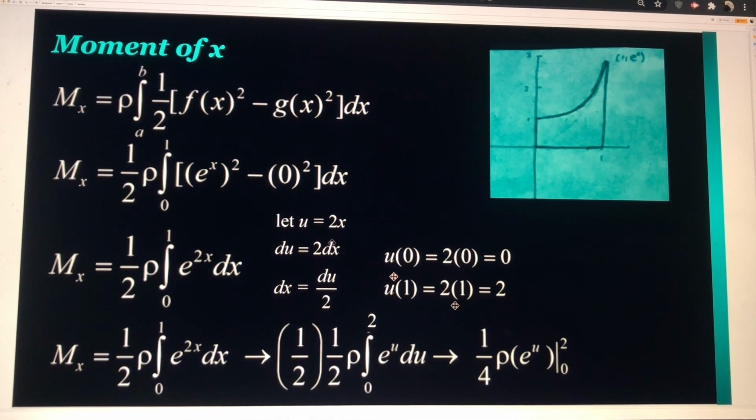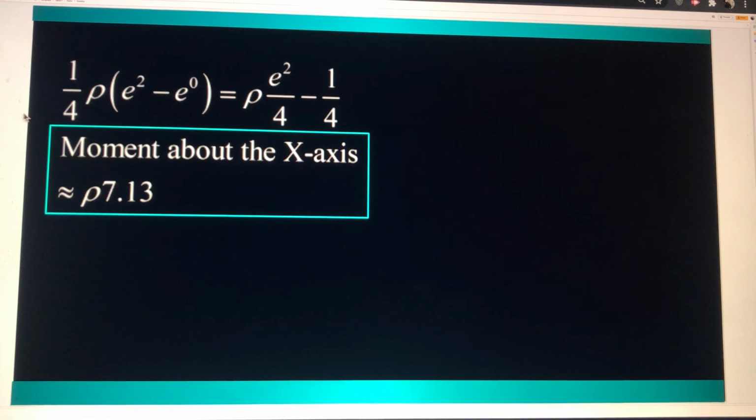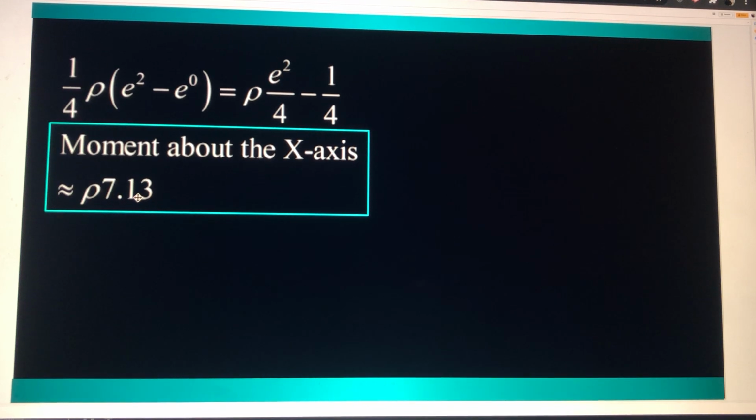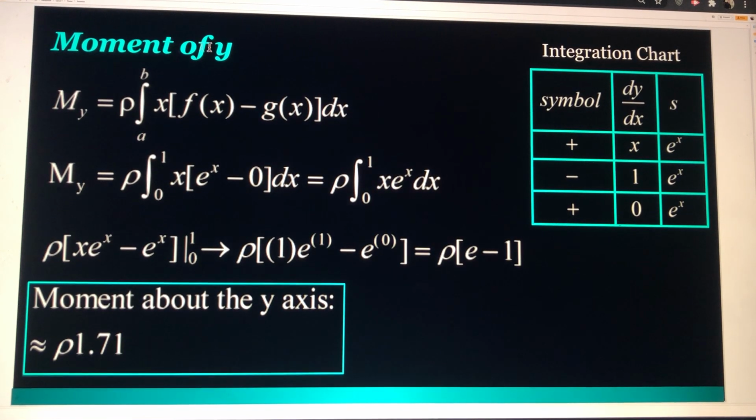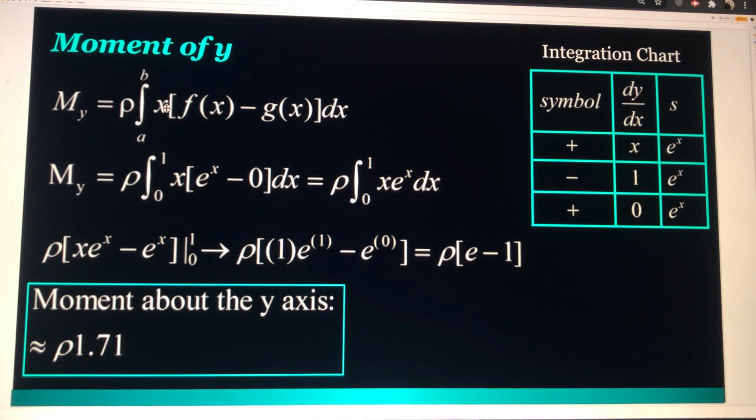So what we do is plug it in, and now we're going to get rho e squared over 4 minus 1/4. So we're going to get the moment of the x-axis, which is approximately rho 7.13, or you can keep it in this form.